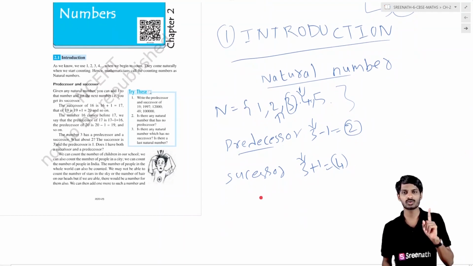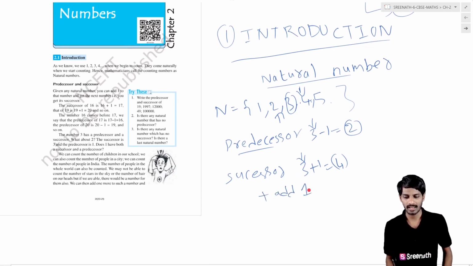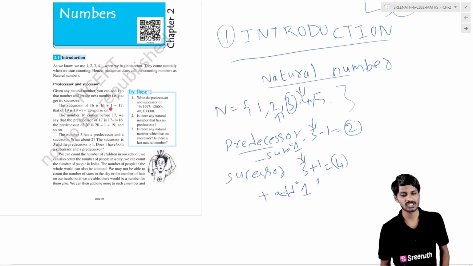Only one thing we have to remember is, if you want the successor of any number, just add 1. That's it. If you want the predecessor of any number, just subtract 1. That's it. Then you will get the predecessor of that number. The successor of 16 is 17. Why? Because 1 is added to 16, then you will get 17. The successor of 19 is 20. Why? Because you have added 1 to 19.